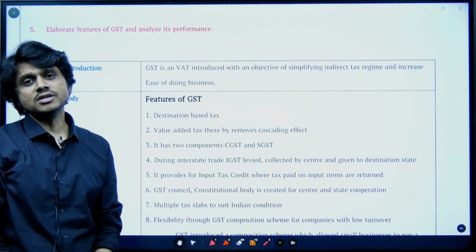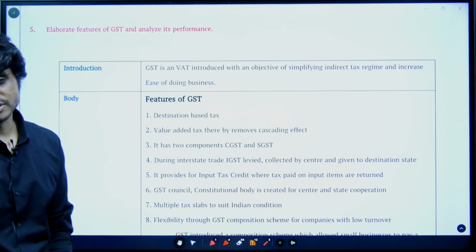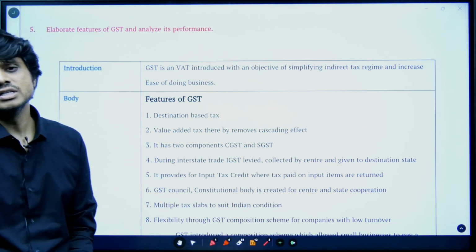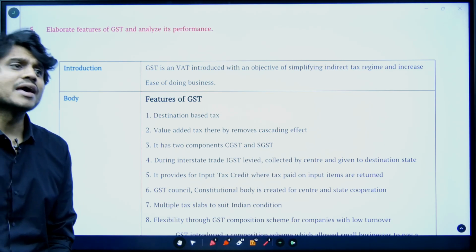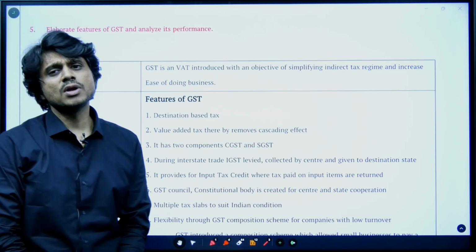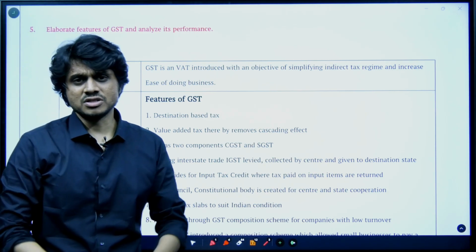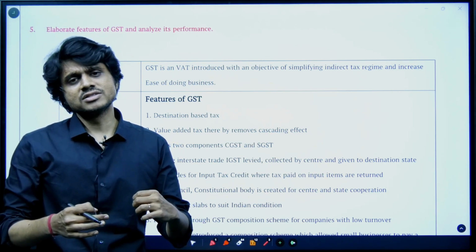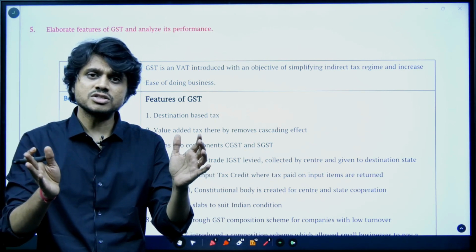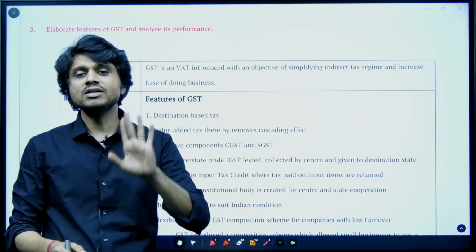Previously, before GST, there used to be multiple indirect taxes. There were indirect taxes levied by the central government, there were indirect taxes levied by the state government. There used to be, say, excise tax, VAT tax, sales tax, octroi tax, entry tax. So like this, there used to be multiple taxes. These multiple taxes used to create confusion also. So now all those taxes were removed and only one tax applied.